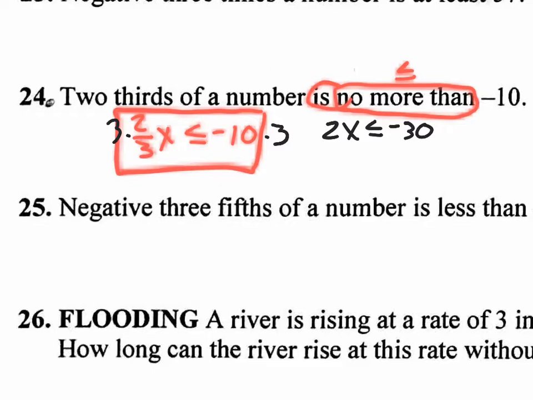Okay, so what would my next step be, Cindy? Divide by 2. Thank you. That'll cancel. X and Adeline, do I flip the inequality symbol or do I keep it? Flip it or keep it? Anybody? Keep it. So the -30 divided by 2 is -15.